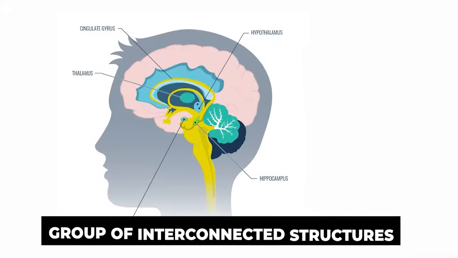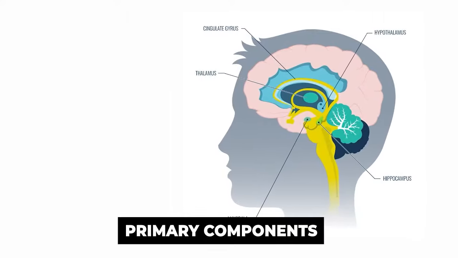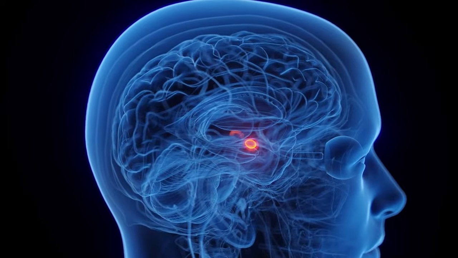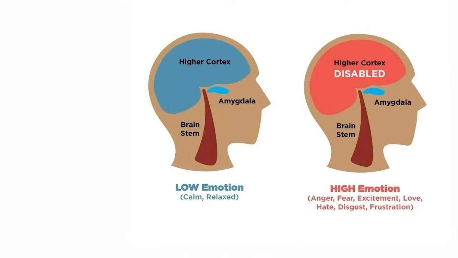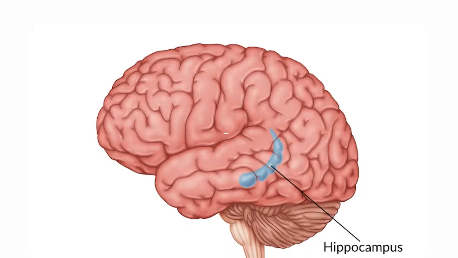Limbic system is a group of interconnected structures. Here are some of the primary components. Amygdala. A small, almond-shaped set of neurons located deep within the brain's medial temporal lobe. It's key in processing emotions, especially those related to fear and pleasure.